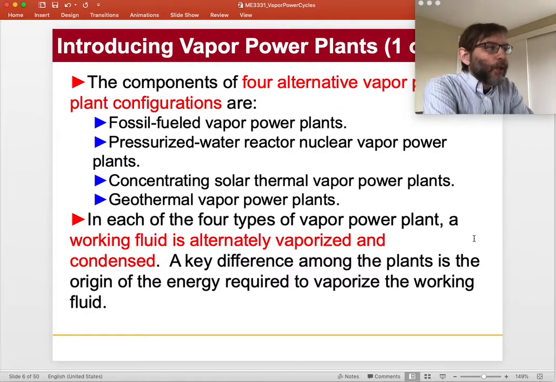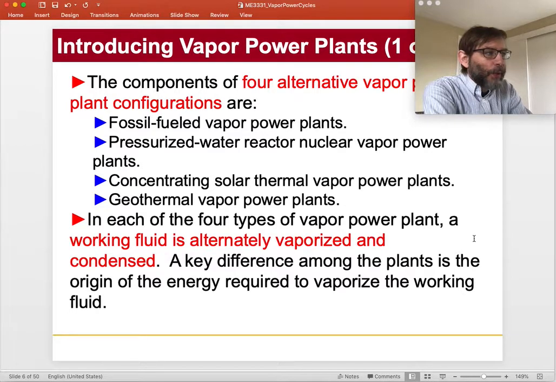Okay, the components of four alternative power plant configurations are, and there's a figure in the book, figure 4.1, if you want to go and check it out. Fossil fueled power plants, those would be like the coal plants, the ones that I worked at when I was a student in Pittsburgh. Pressurized water nuclear vapor power plants. So even nuclear power plants operate on the same cycle as the Rankine cycle.